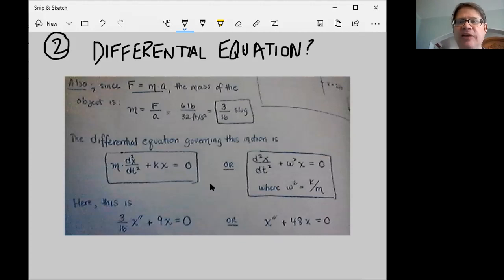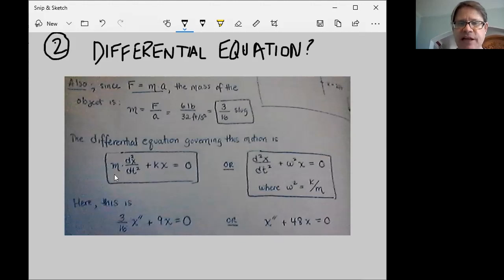Your book does a very nice job of showing that when we resolve these two forces, when we bring into being both the gravity pulling down and also the restorative force of the spring pulling back up, we get a differential equation that is m times the second derivative of x, plus kx equal to 0.